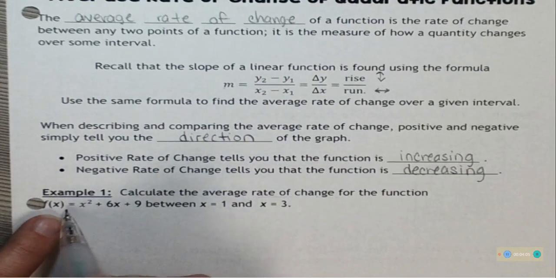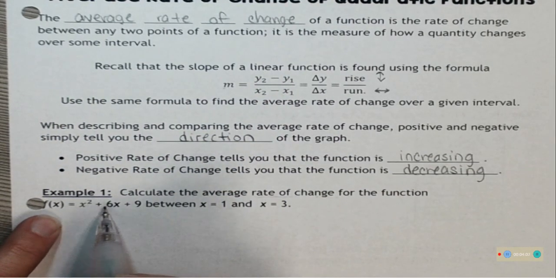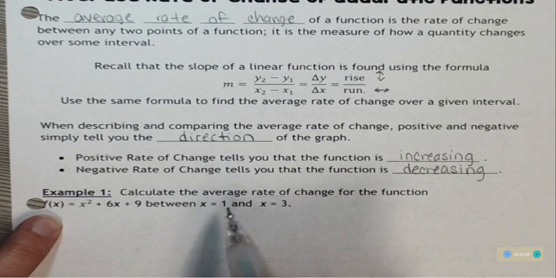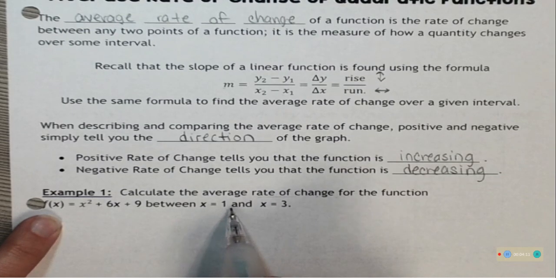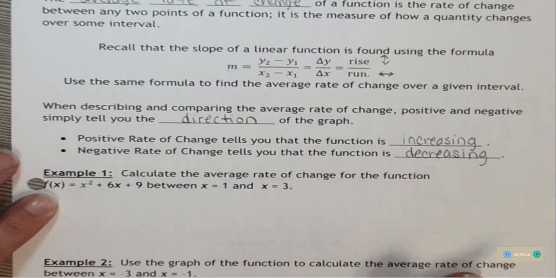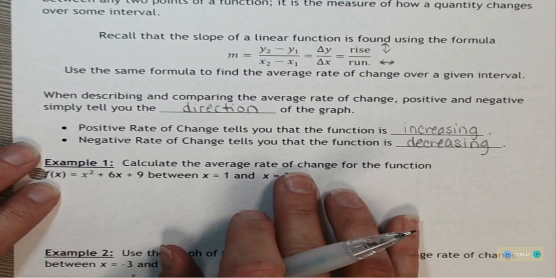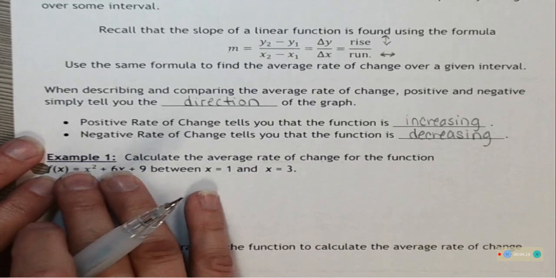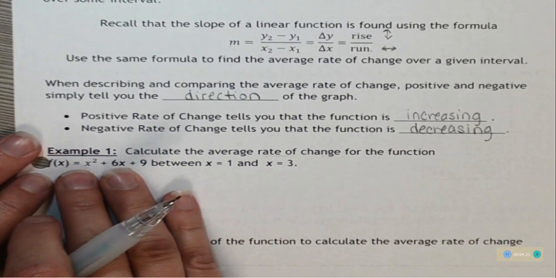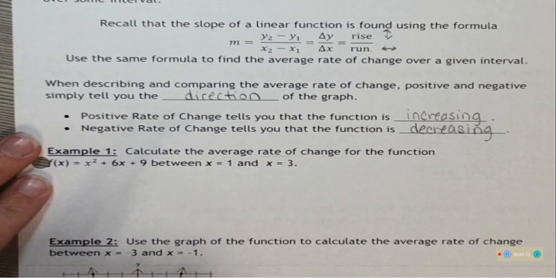For the function f of x equals x squared plus 6x plus 9 between x equals 1 and x equals 3. So, I need the rate of change, which means I need to use slope formula. This is my function. What are the only 2 x's that you are focused on right now?